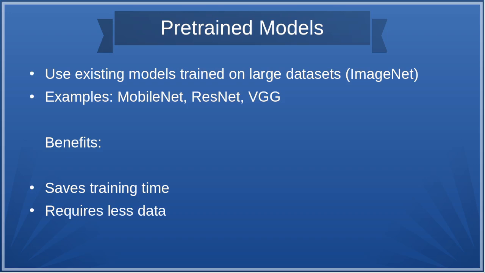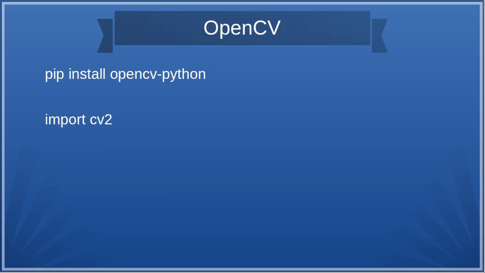Because of these pre-trained models, we can save a lot of training time because they are already trained, right? In computer vision, we should know about some Python libraries. One very common one is OpenCV. It is mostly used for handling images and doing image processing.